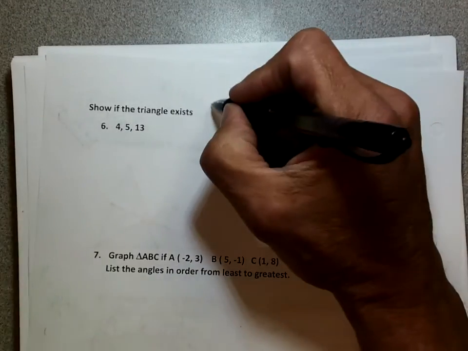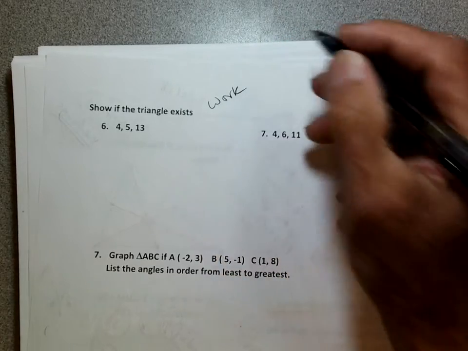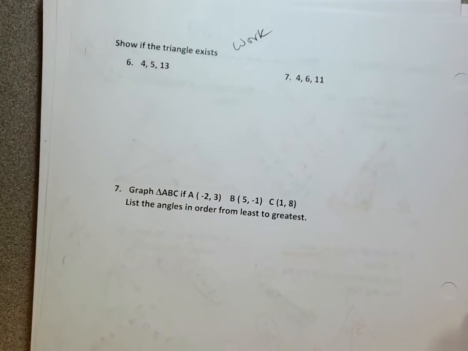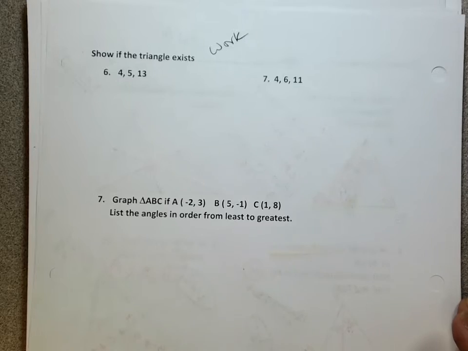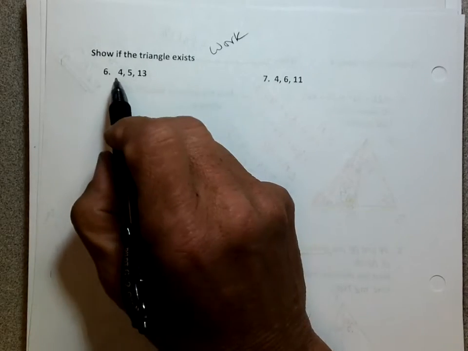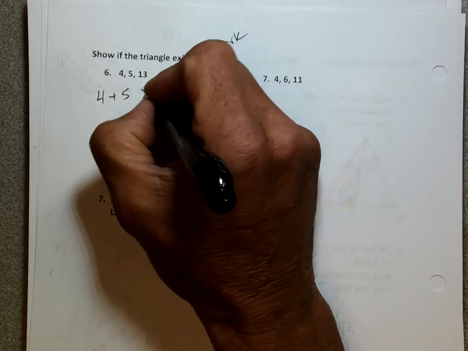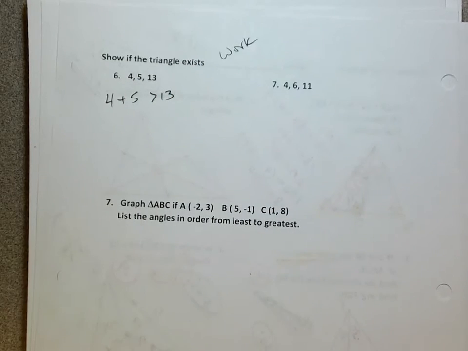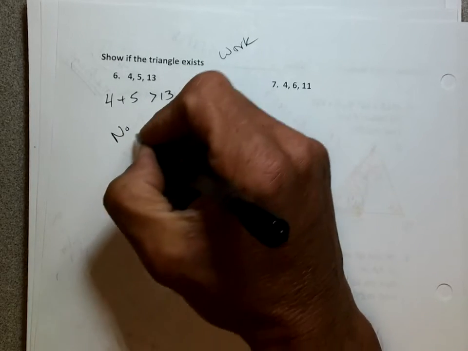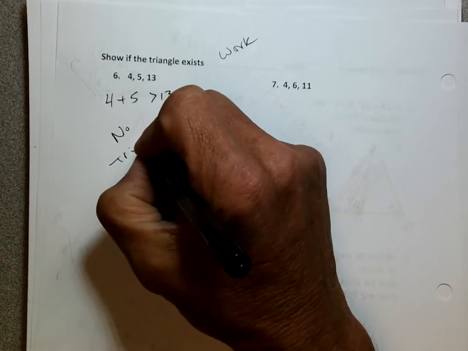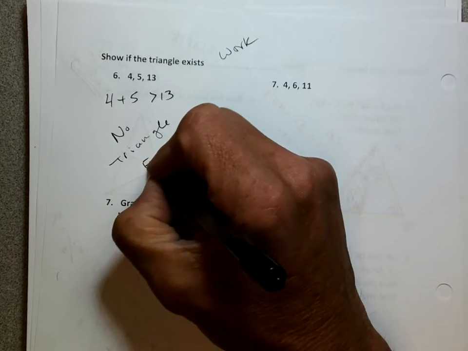Now, you have to show your work on this, okay? And it's going to be worth 2 points, because you got to show if it exists. So first of all, 4 plus 5. Is that greater than 13? No. You're done. If you get a no, you are done. No. Triangle exists. But we have to show our work.